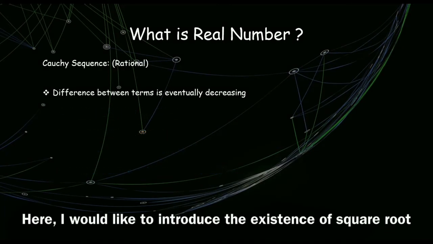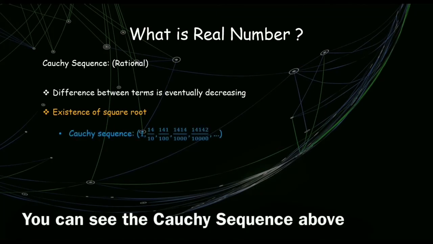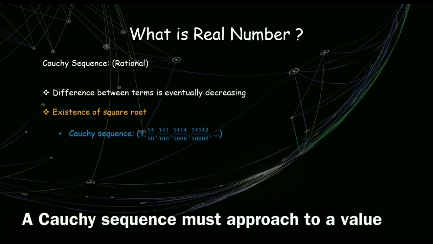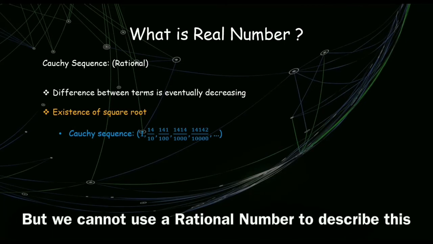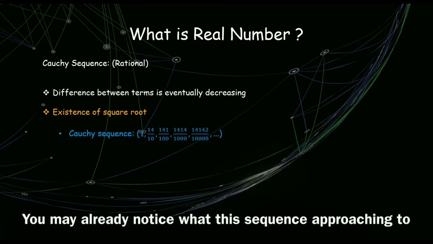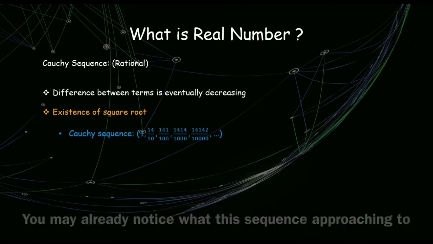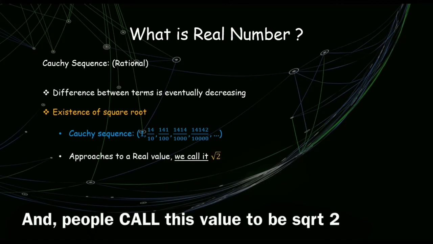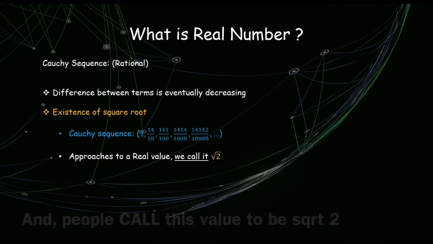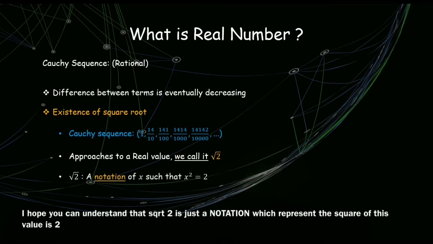Here, I would like to introduce the existence of square roots. Consider the Cauchy sequence above. A Cauchy sequence must approach a value, but we cannot use a rational number to describe this. You may already notice what this sequence is approaching, and people call this square root 2. I hope you can understand that square root 2 is just a notation which represents the value whose square is 2.